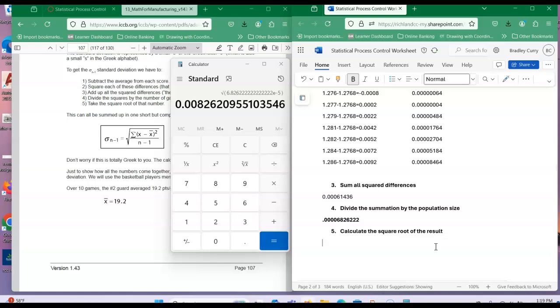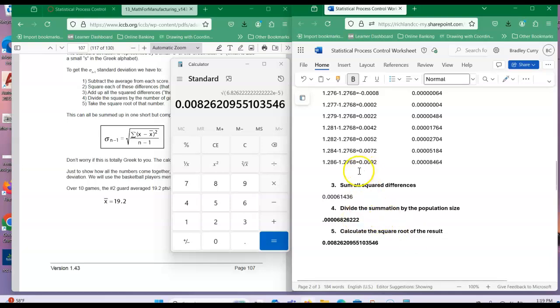So let me come back in here. 0.008262095510356. We'll go ahead and just write those all down.